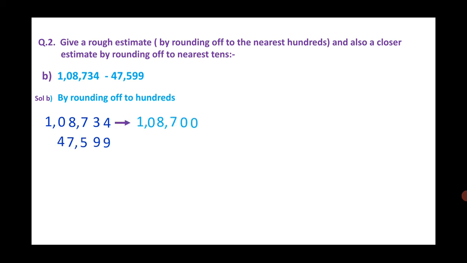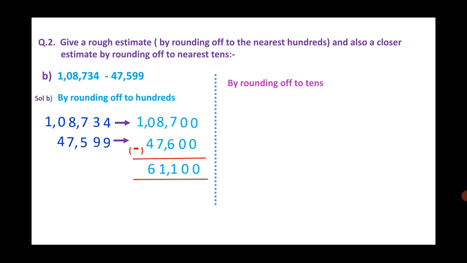Okay, now the next number is 47599. See, here in the 100th place I have 5, and to the right of that I have 9. 9 is greater than 5, so I'll add one more to this 5. It will become 4, 7, and after adding one more it will become 6, and all the rest of the digits will turn to 0. Okay, now I need to subtract, and after subtracting I have 61100.